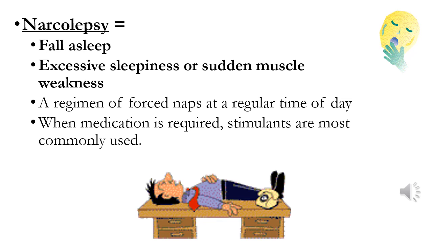Narcolepsy is another type of disorder. Narcolepsy is chronic, and the brain is not able to regulate sleep or sleep-wake cycles normally. And so you just have this sudden loss of voluntary muscle movement, and then you fall asleep. There's this excessive sleepiness that is observed. So a regimen of forced naps at regular times of the day can help with this. When medication is required, stimulants are most commonly used in this type of pathology.